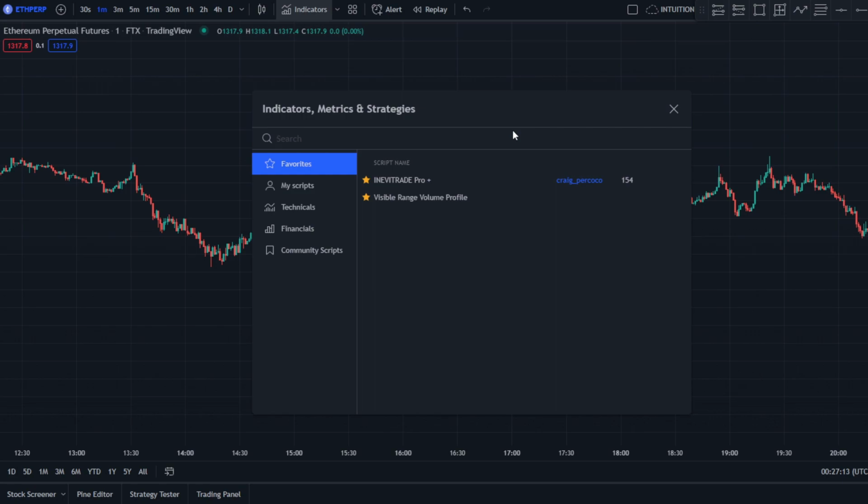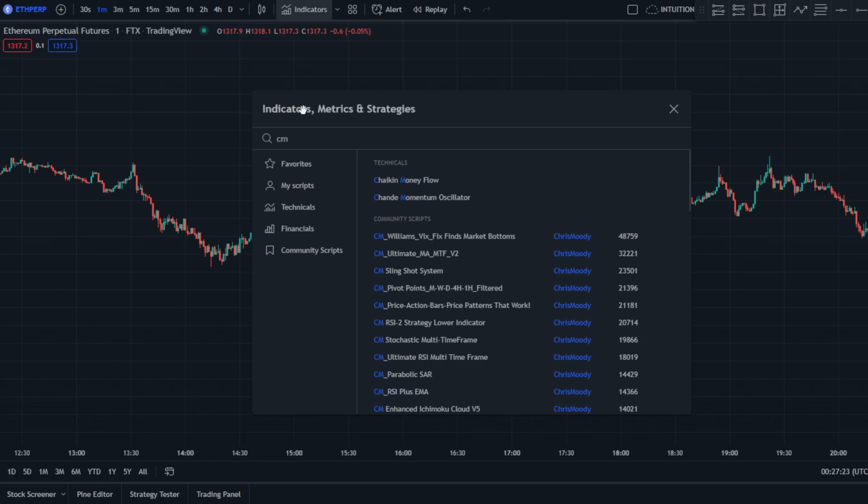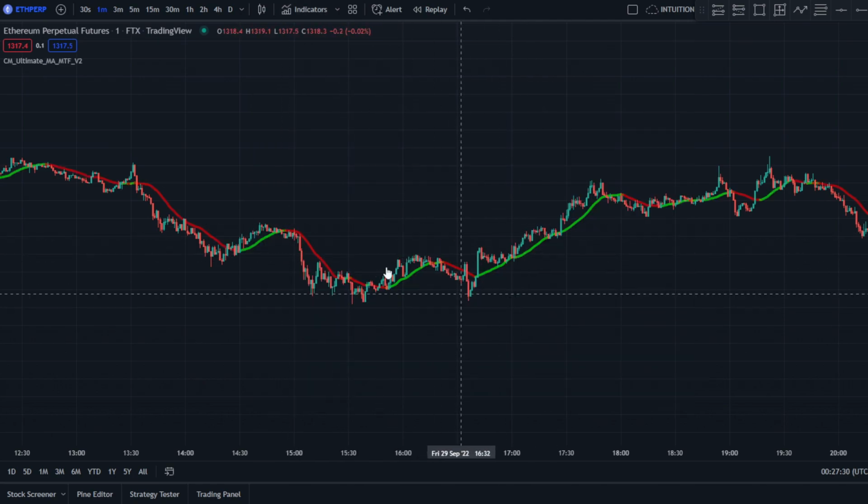So anyways, let's get into the strategy. I'm going to bring you guys through the indicators we'll be needing today. So first up, we'll be using your CM Ultimate multi-time frame. So go to indicators, search up CM, you'll see this CM underscore Ultimate underscore MA multi-time frame. So we are using this on a 1-minute chart, so you don't need to change any of the settings.